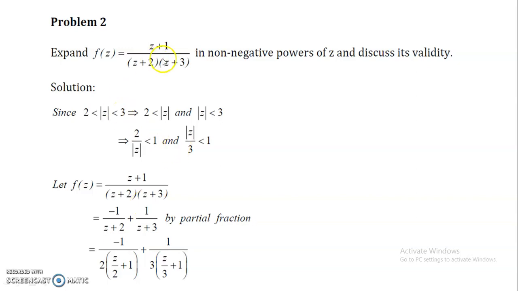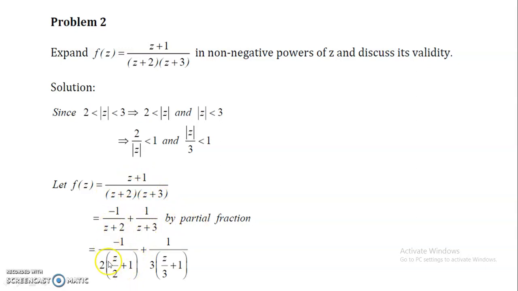Then we can take another problem, which is in non-negative powers of z, and discuss its validity also. Now here also we have 2 and 3. Again we can take 2 less than mod z less than 3, as we have done previously. And you can split up the terms by partial fractions using that.